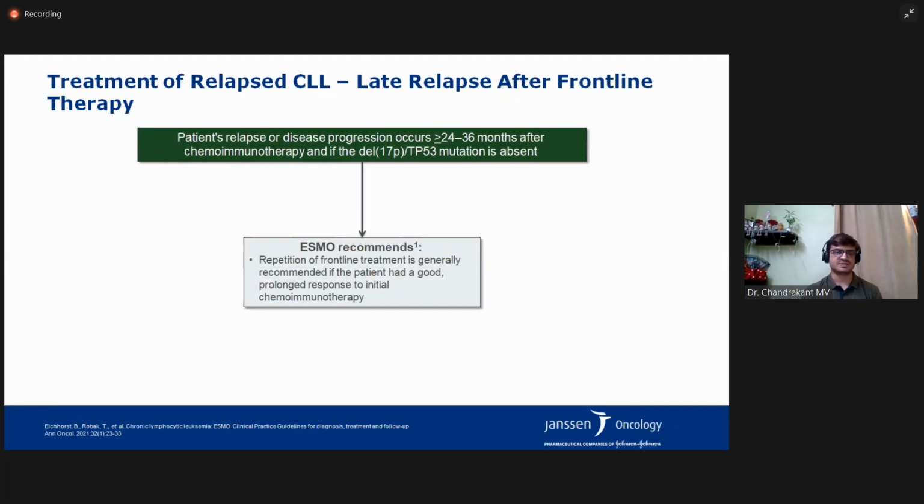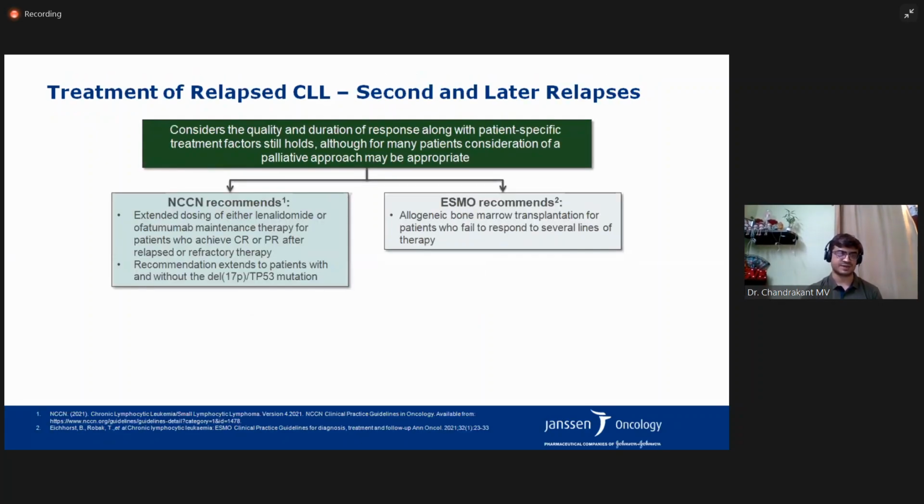ESMO recommends repetition of frontline therapy if you have more than 2 to 3 years of progression-free interval.